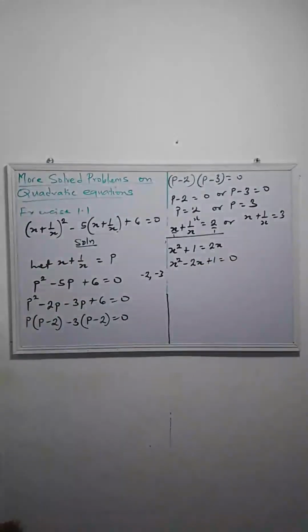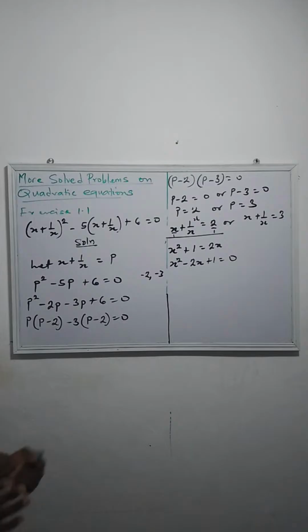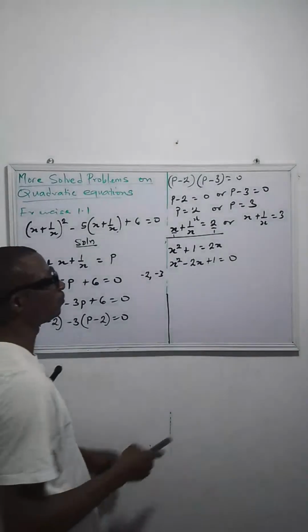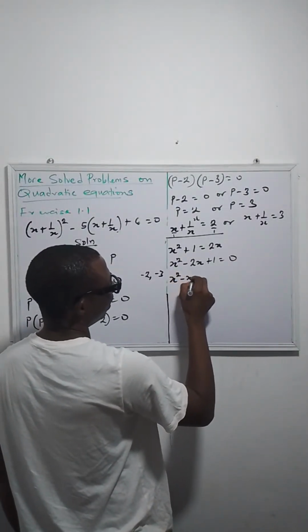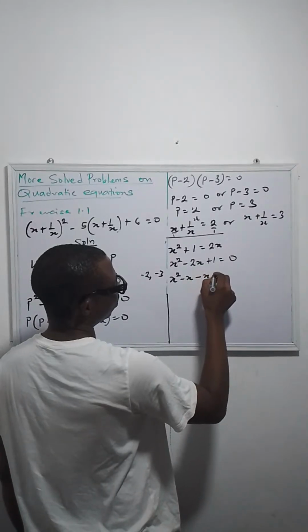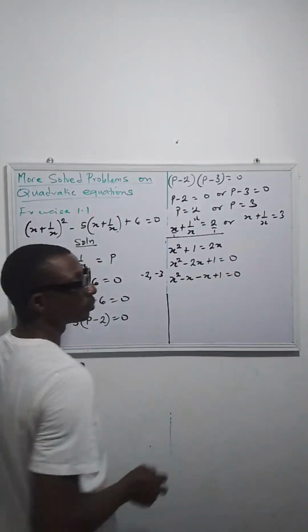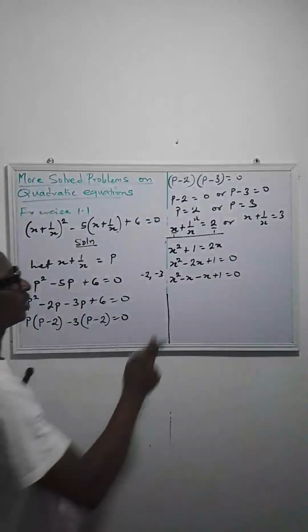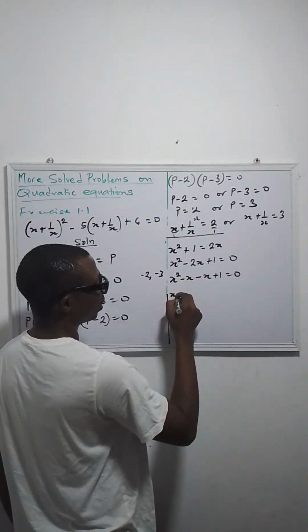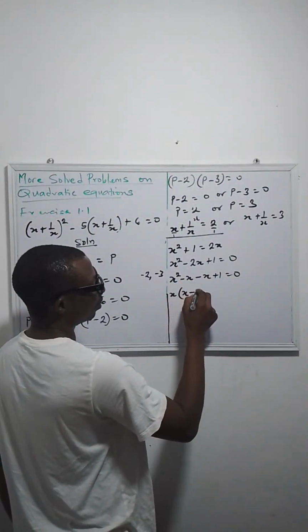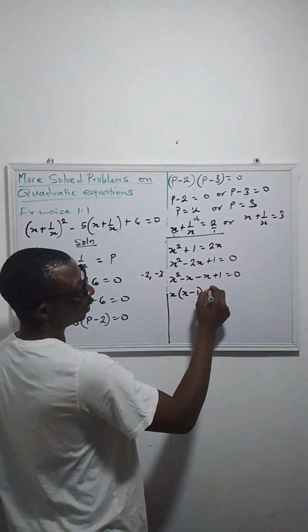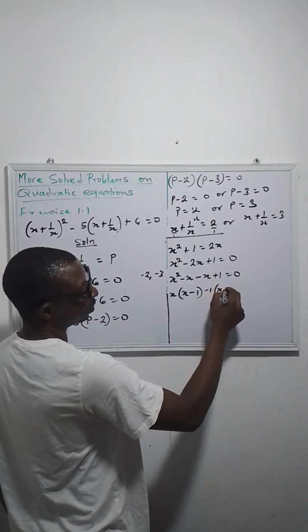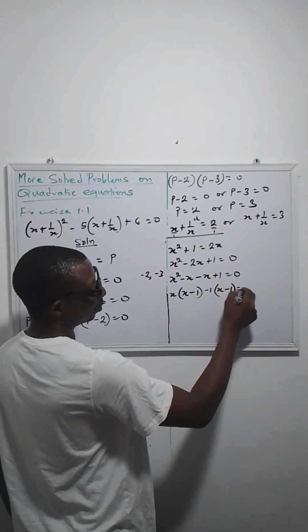Okay, can we solve this now? The two numbers are negative 1 and negative 1. So this equation turns to x squared minus x minus x plus 1 equals 0. What is the GCD of these two terms? That is x. So you have x times x minus 1, and the GCD of the other two terms is negative 1, giving negative 1 times x minus 1 equals 0.